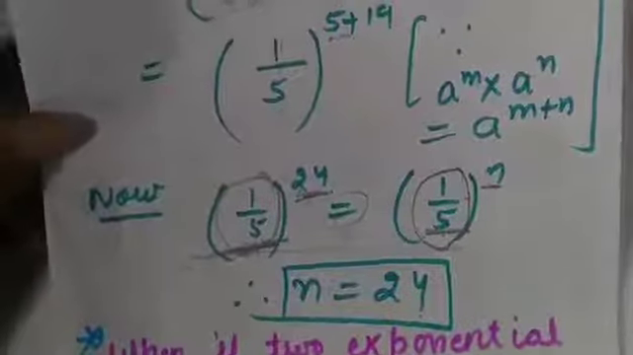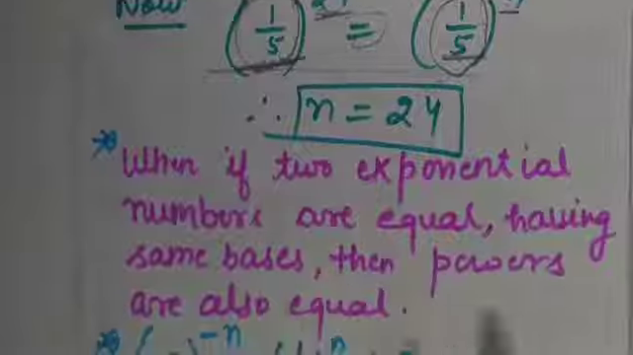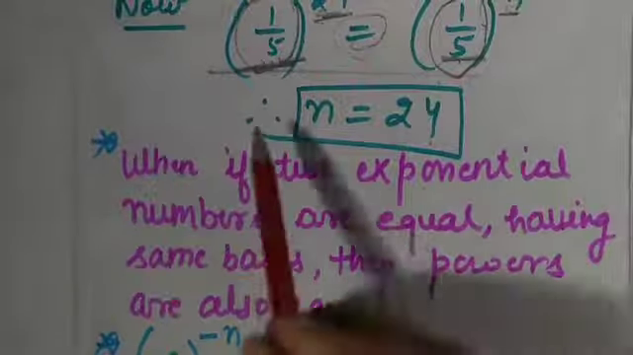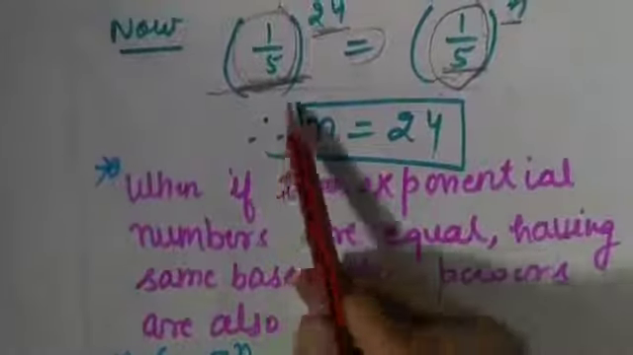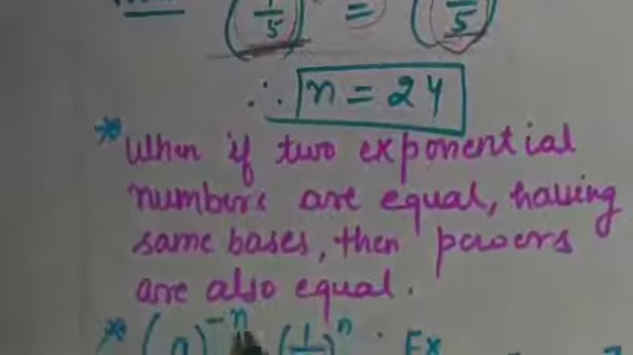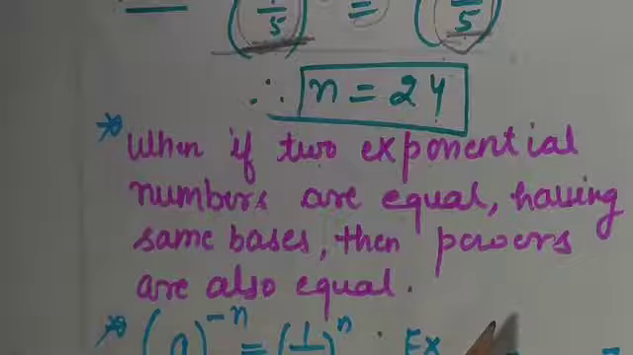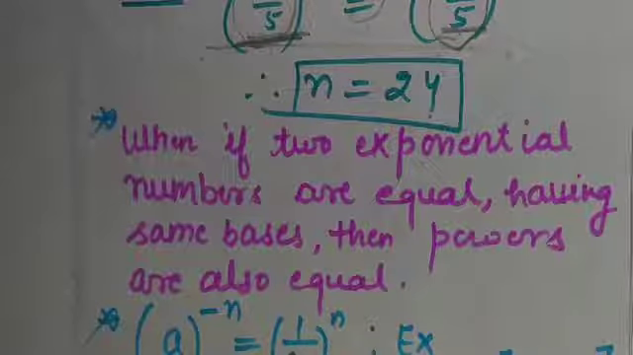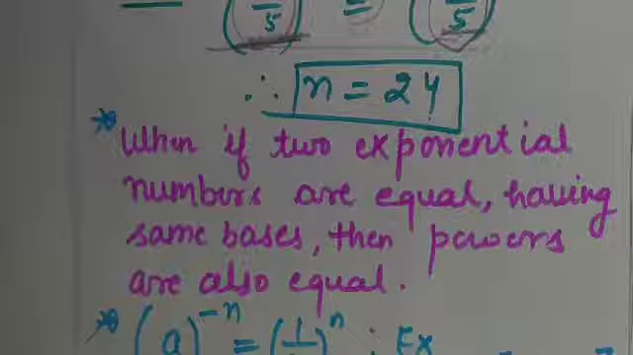Okay, so this is your question. Now what important result have we learned? If two exponential numbers are equal and have the same base, then the powers are also equal. In exponential numbers, if you have two equal exponential numbers having the same base, then the powers are also equal. This is the concept.